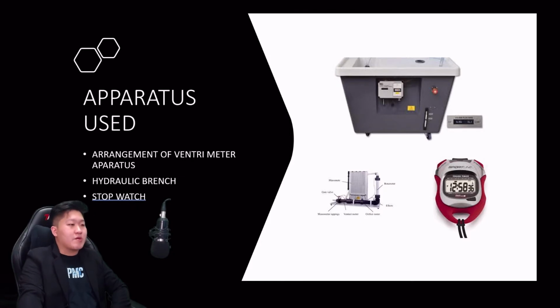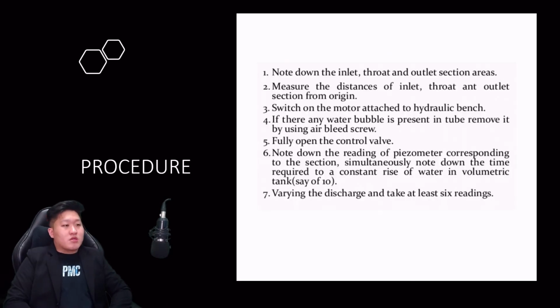So in this experiment, we have to use some apparatus. The first apparatus is the arrangement of the venturi meter apparatus. The next one is a hydraulic bench. The next one is the stopwatch. The next one is the procedure.